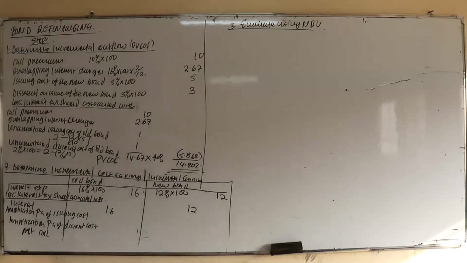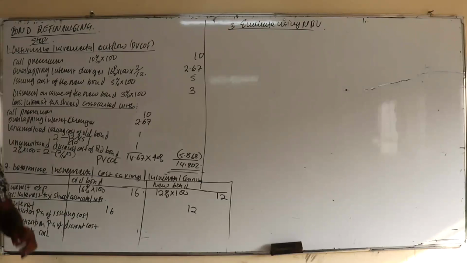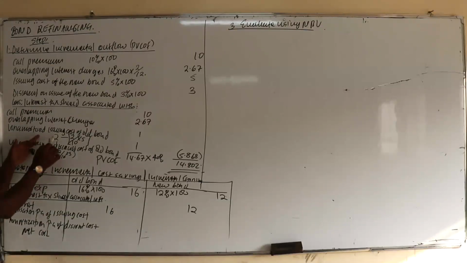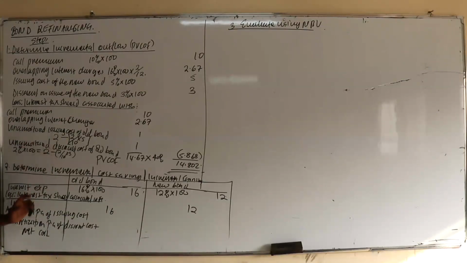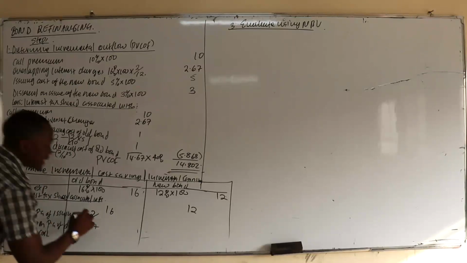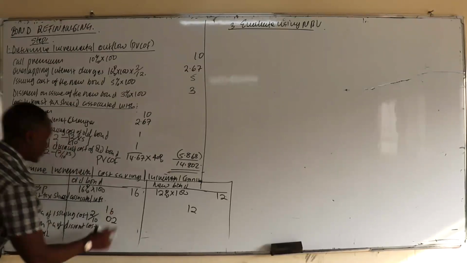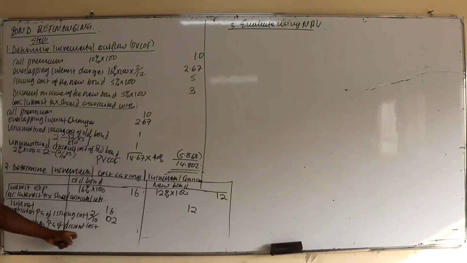Then amortization per annum of the issuing cost. Let's start with the old bond. How much was the issuing cost of the old bond? Yes, the old bond had an issuing cost of 2. Now, in this case, we're looking at amortization per annum. So you just take 2. How much was the economic period? 10 years. So how much has been the amortization per annum? 0.2.